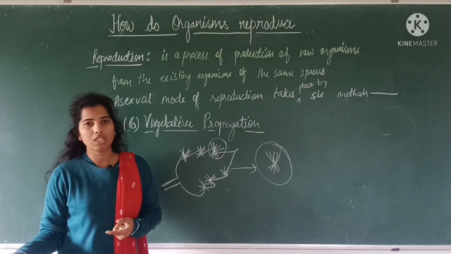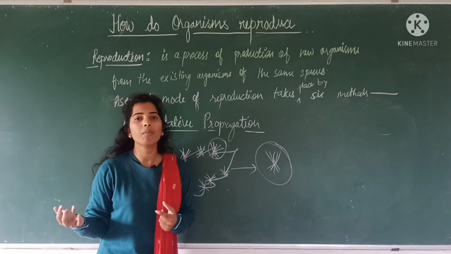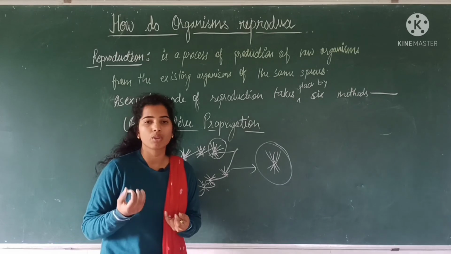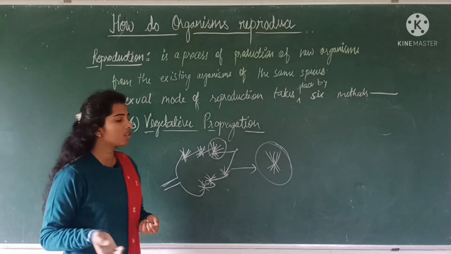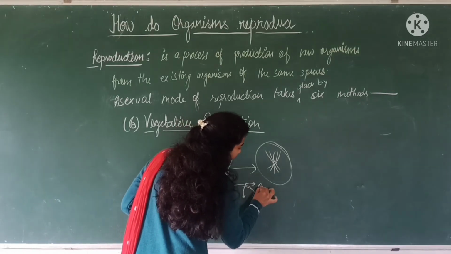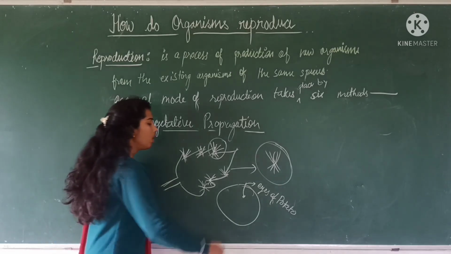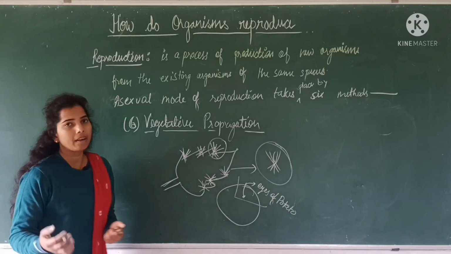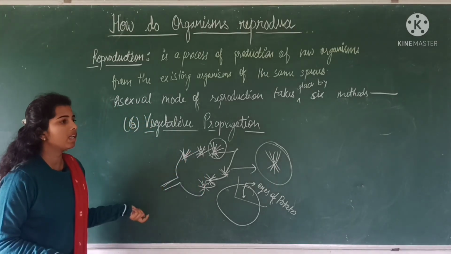So we can say that in vegetative propagation, small parts of the plant give rise to a new plant. The part can be leaves, root, or stem. Just like in potato, there are buds which are known as the eyes of the potato. We cut small parts of the potato and place them inside the soil, and after some time a new potato plant grows. So we can say that in vegetative propagation, a new plant is produced from the vegetative parts of the plant.